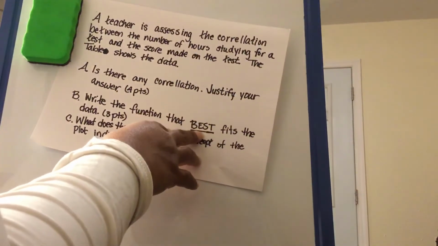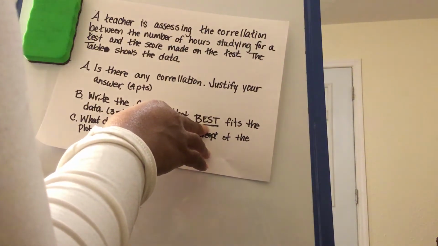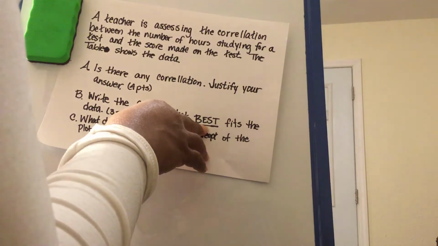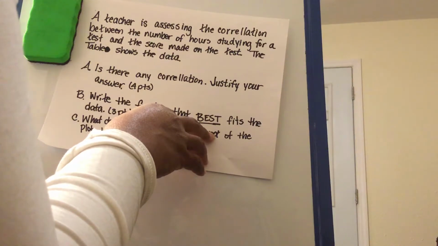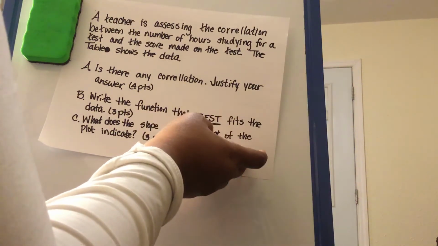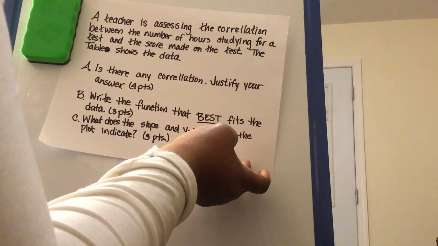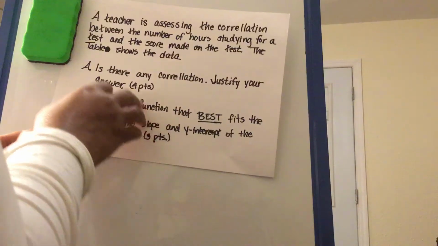Questions. A. Is there any correlation? Justify your correlation. Write the function that best fits the data. And B. What does the slope and y intercept of the plot indicate? 3 points for that, 3 points for B, and 4 points for A. So, first of all, I'm going to tell you what type of correlations we have.